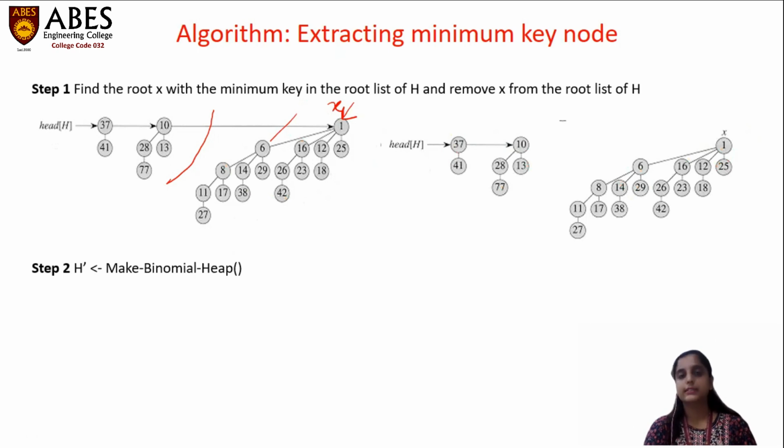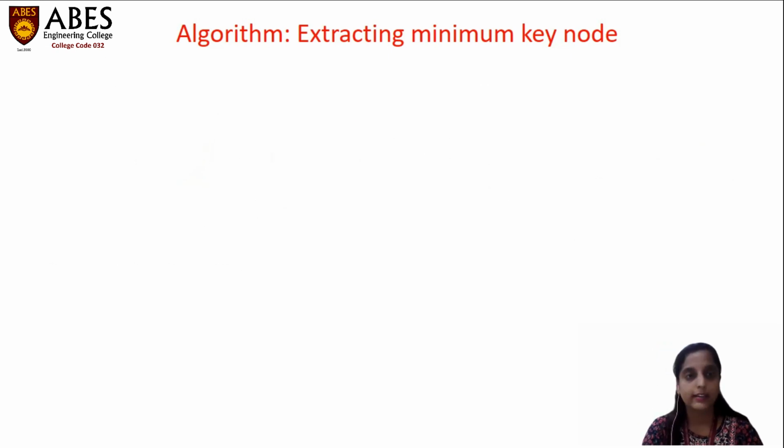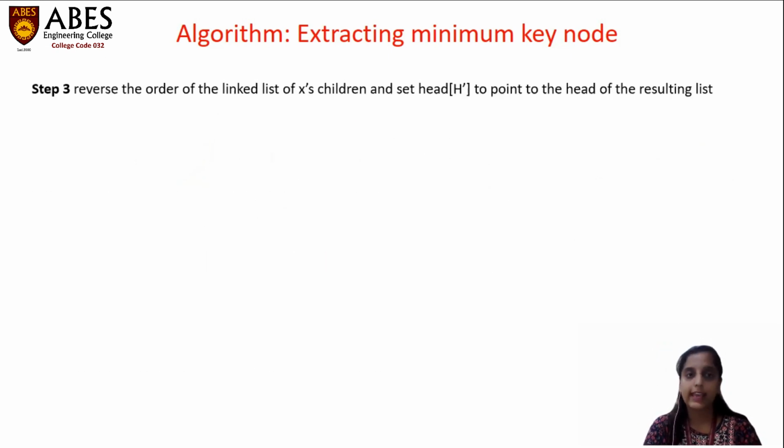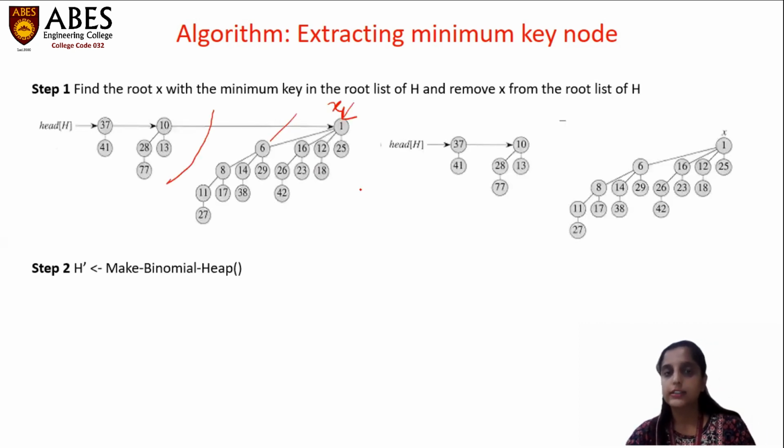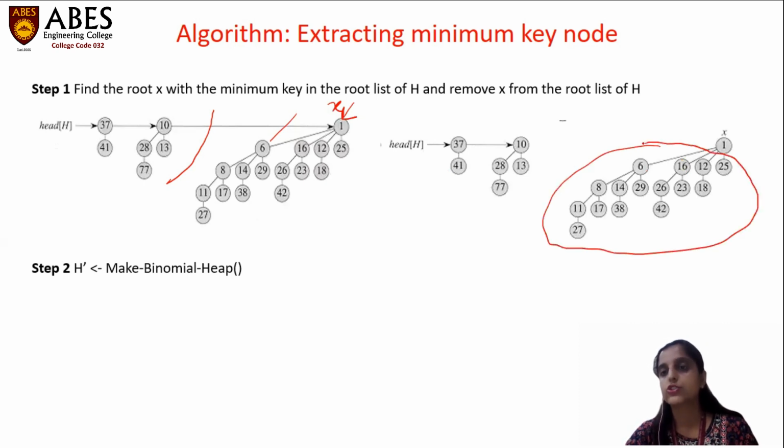Now the next statement is saying, just make h dash a binomial heap. It is saying that you have to create another binomial heap whose head h dash is pointing towards some elements. Now what are those elements? Let's see in the next statement. It is saying reverse the order of the linked list of x's children. First of all, we have to find out what those x children are. See, these are x's children.